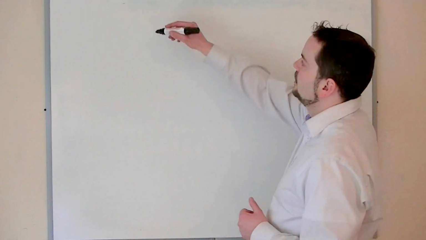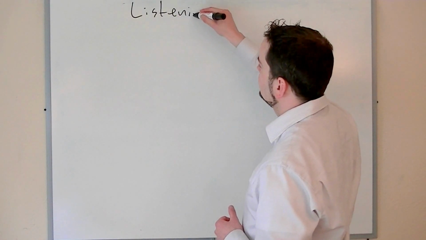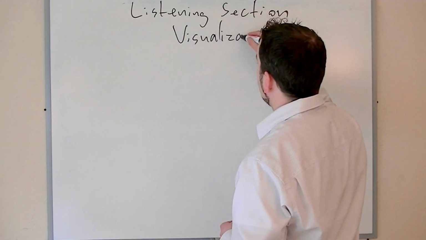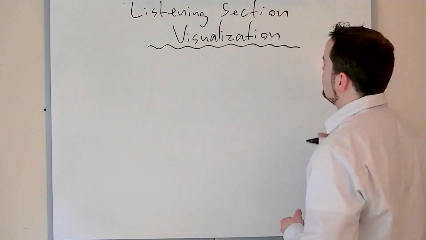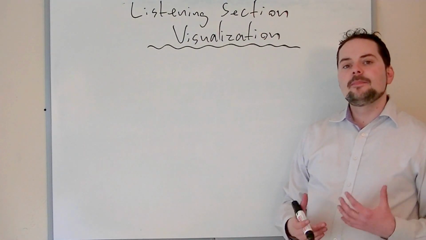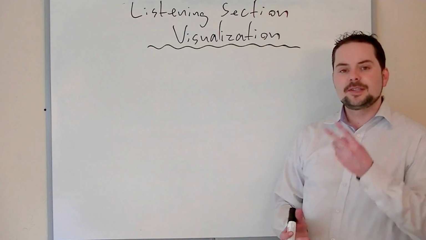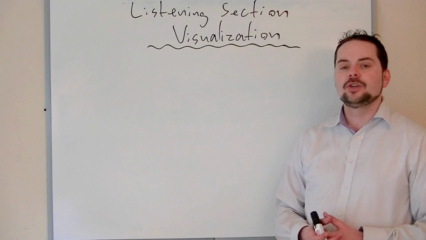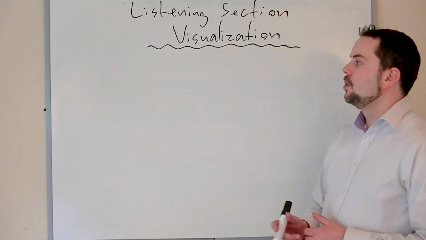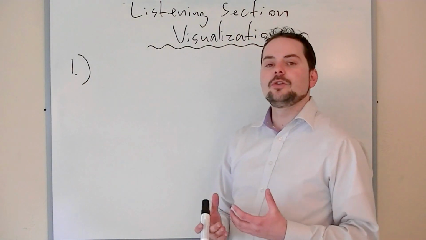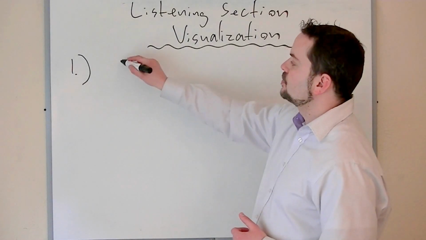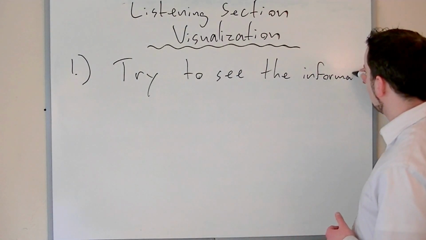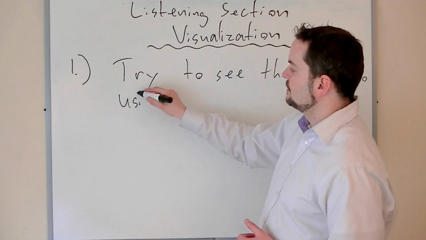All right, so first let's talk about listening section visualization. Again, remember that for humans, seeing is our most powerful ability. Therefore, it's very important that when we look at information, we try to see the information that we're reading. So make sure that when you're doing the listening section, or practicing at home, you try to see the information using the questions.